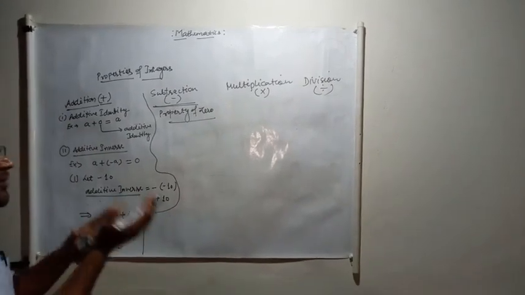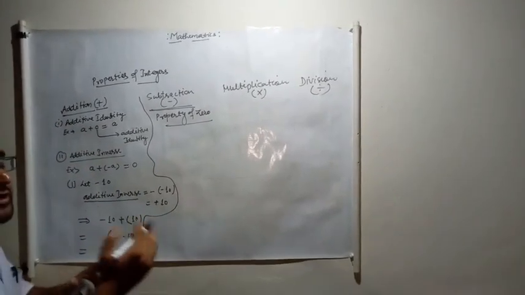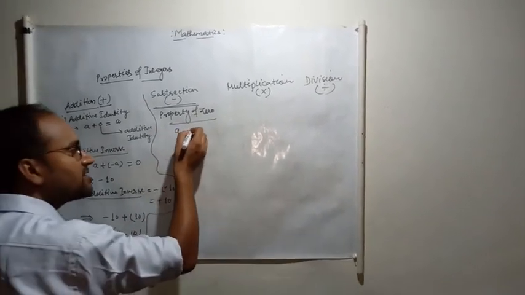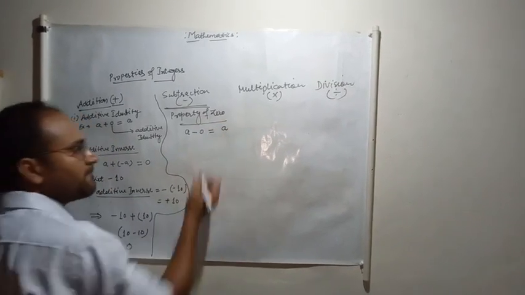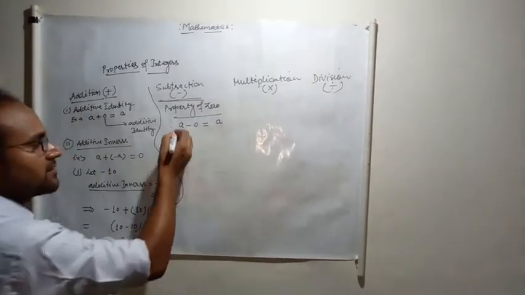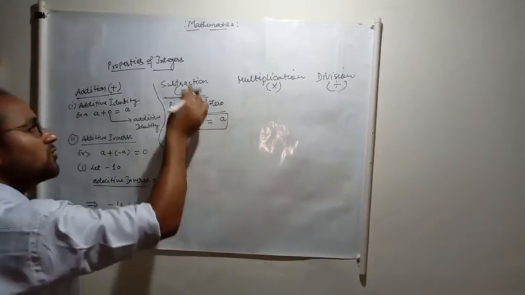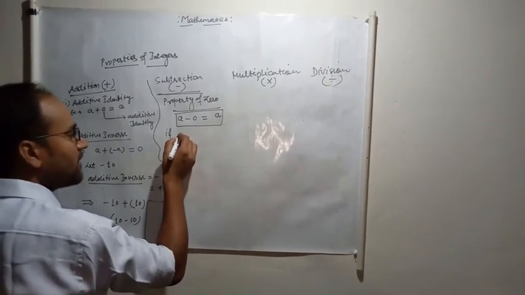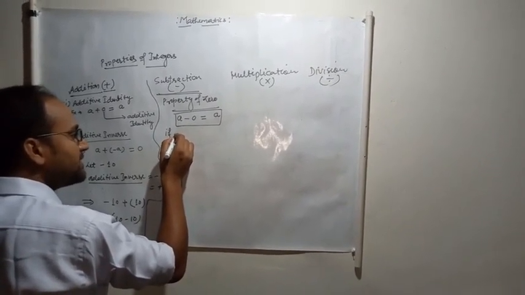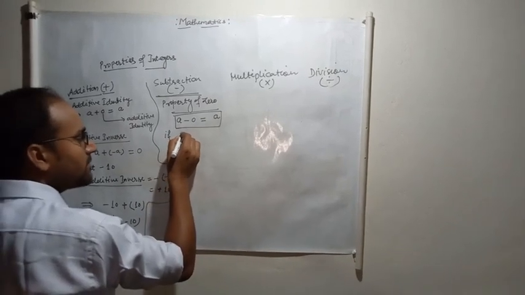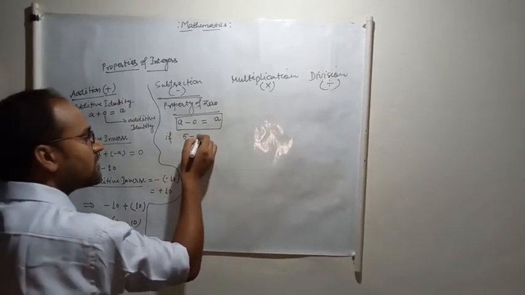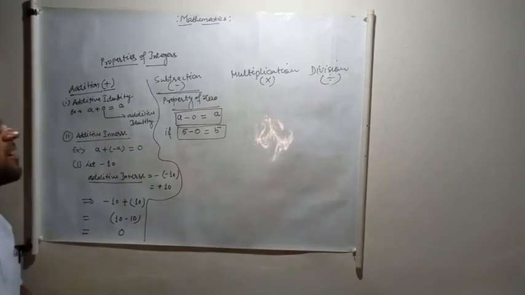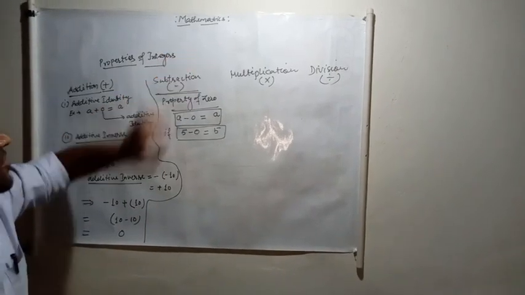It means that if you subtract 0 from any integer, you will get the same integer. Suppose a is any integer and we subtract 0 from it, we get a. It means we get the same integer. So this is called the property of 0 in the case of subtraction. Suppose I take the integer 5 and subtract 0 from it, what do we get? We get that same result. And this is called the property of 0 in the operation of subtraction.